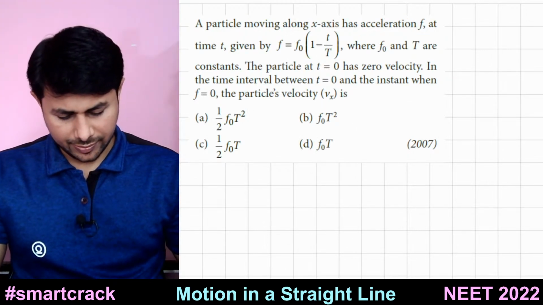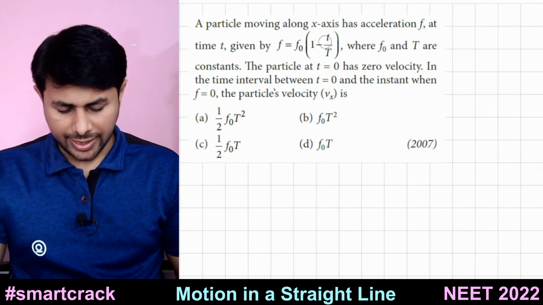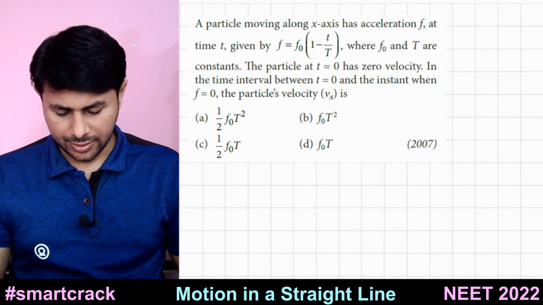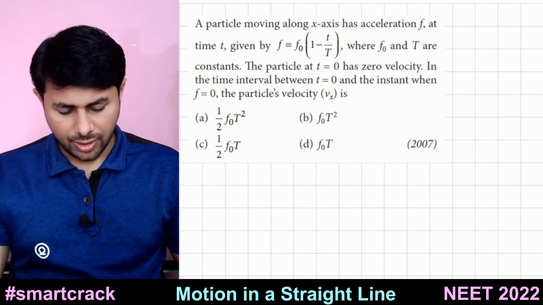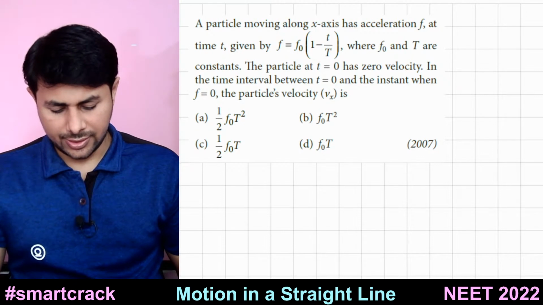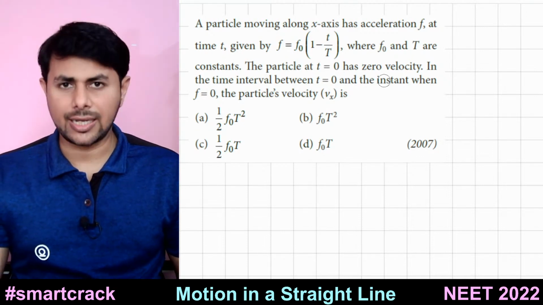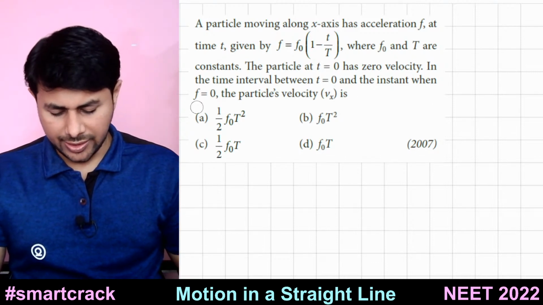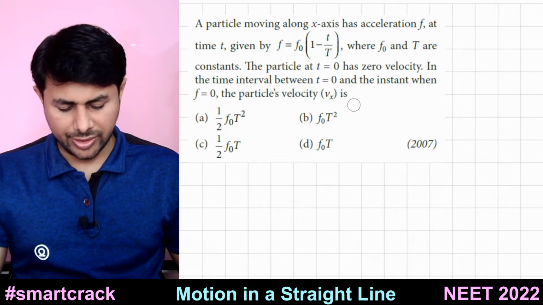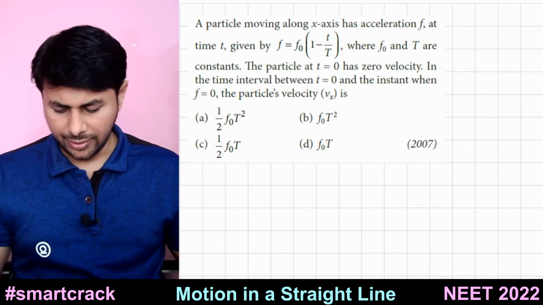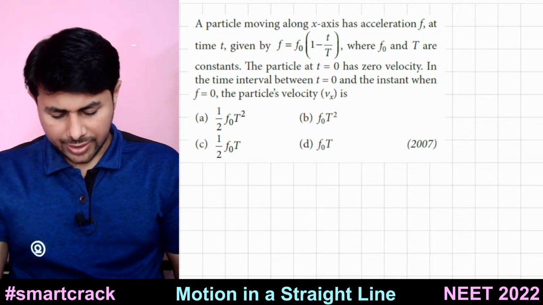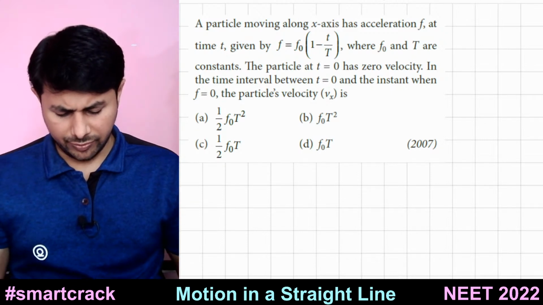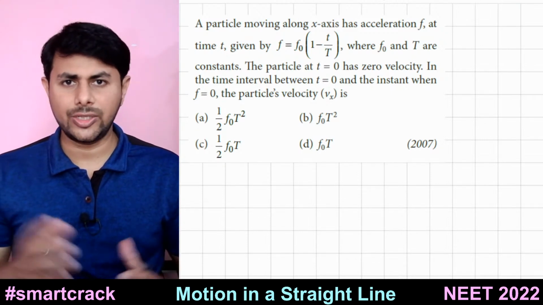So next problem is, a particle moving along x-axis has acceleration f at time t, given by f equals to this thing, where f naught and T are constants. The particle at t equals to 0 has 0 velocity. In the time interval from t equals to 0 and the instant when f equals to 0, the particle's velocity vx is, okay. So we are given the formula for acceleration, and we want to find out the particle's velocity. So what do we do?